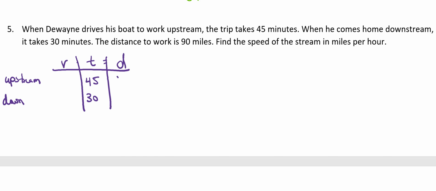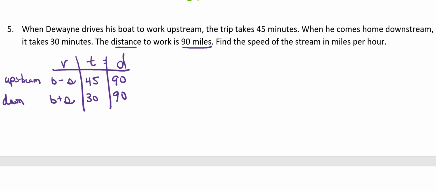So he's going the same distance to work and back home from work. They don't tell you straight up that it's the same distance, but it's the same distance. So find the speed of the stream in miles per hour. So we have two rates here. We have the boat's rate and we have the stream's rate. Going upstream, the boat and the stream are working against each other. Going downstream, they're working together.